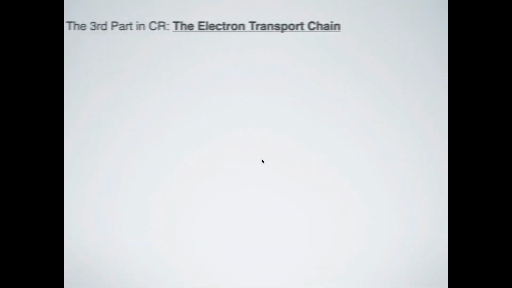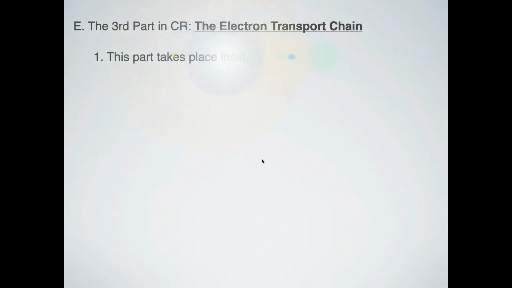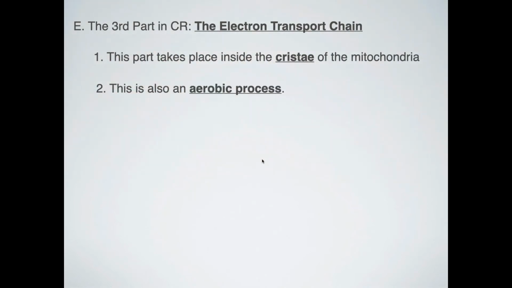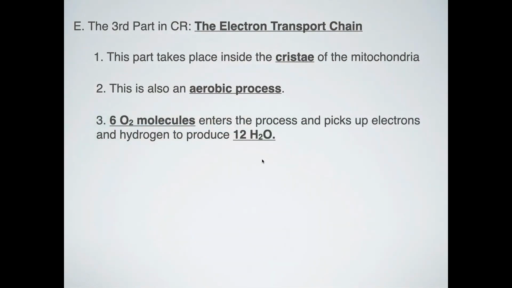Third part, the electron transport chain. Sometimes that's abbreviated as the ETC. Either one of those is totally fine. That takes place in the cristae of the mitochondria. This is also aerobic. 6 oxygen molecules are going to enter. They're going to pick up some electrons and hydrogen in order to produce 12 H2O. And we produce 32 ATP. Yes, that's a lot of ATP in this final step.